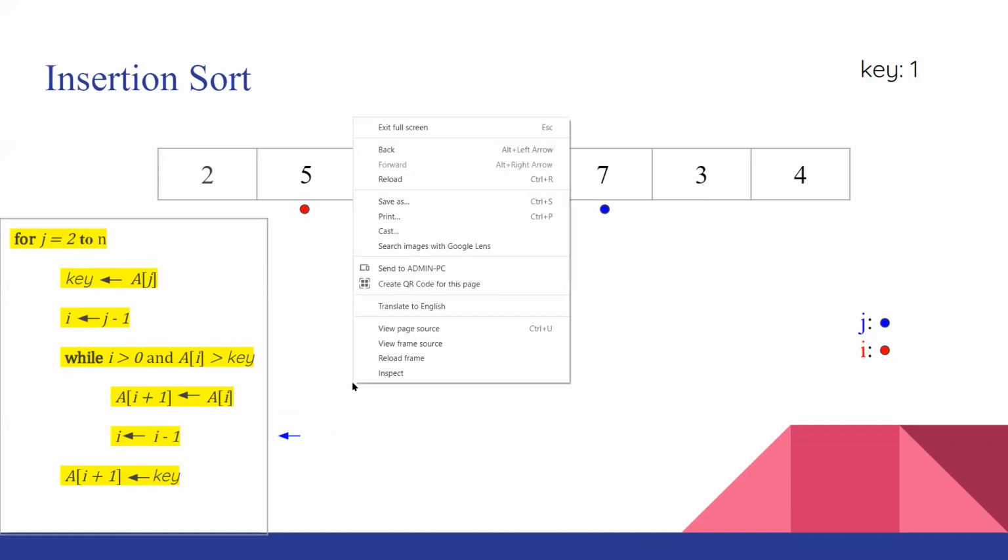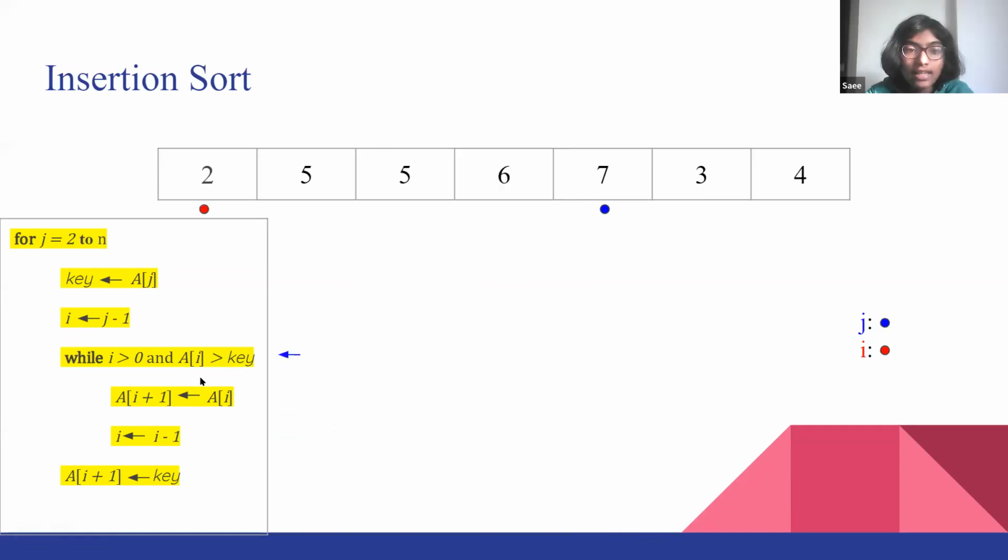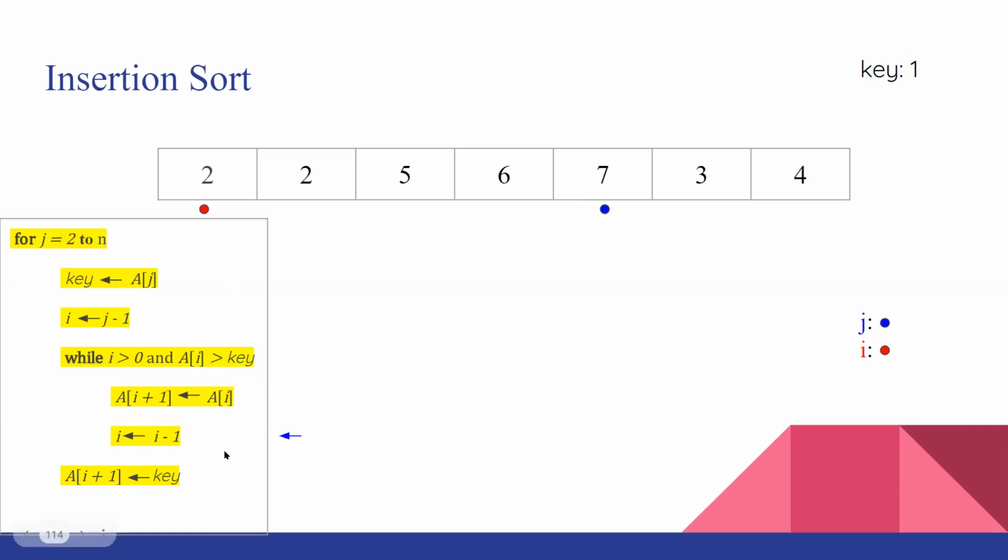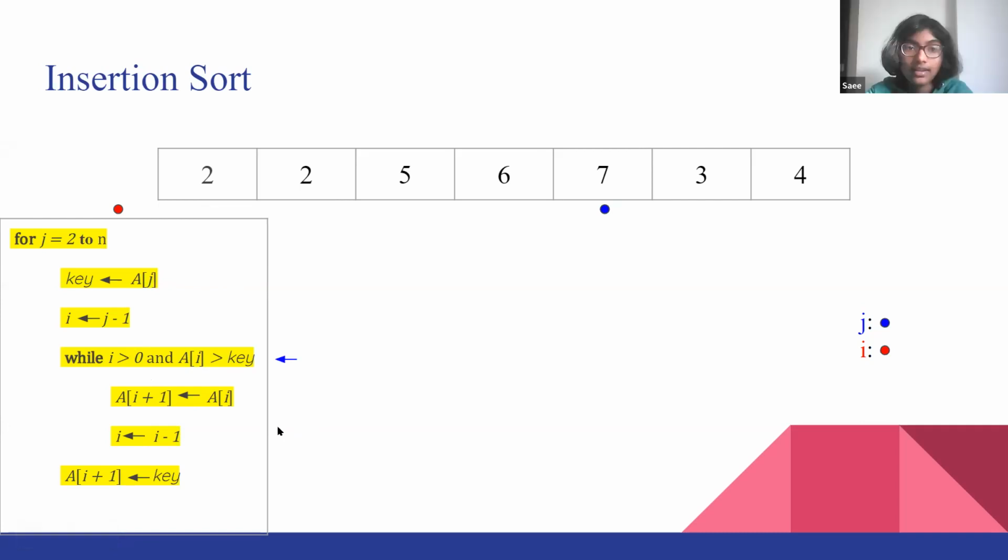1. Okay, last. Is 1 greater than 0? Yes. And what is AI? 2. Is it greater than the key? Yes, ma'am. So we'll go inside and what will we do? Please shift 2 to the right. Shift it to the right. And what will the value of I become? 0. Is 0 greater than 0? No, ma'am.